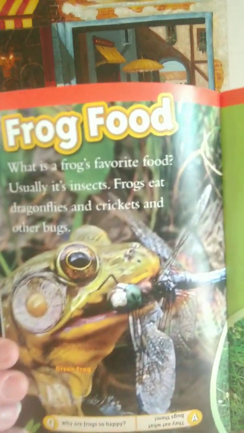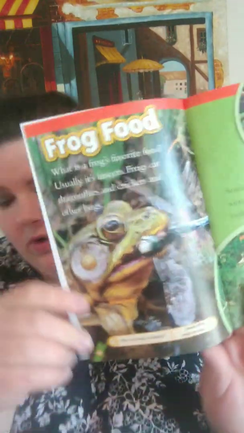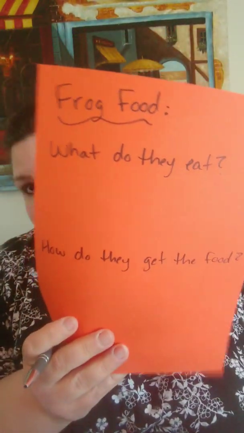So here we go. Frog food. What is a frog's favorite food? Usually it's insects. Frogs eat dragonflies and crickets and other bugs. Okay. So if you remember, one of my first questions is, what do they eat? Well, we just read on this page that they usually eat insects, dragonflies, and crickets. So now on my paper here, I'm going to jot down that note. I'm going to write insects. I'm going to put dragonflies and crickets.